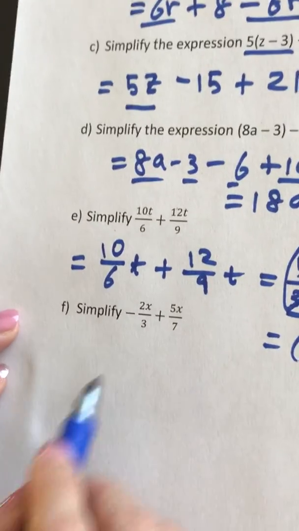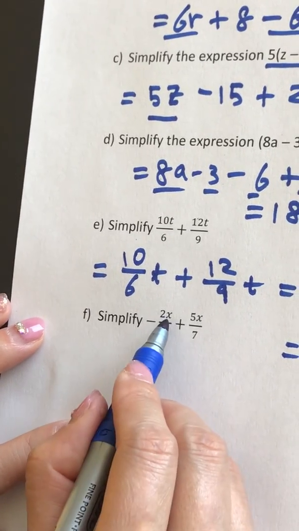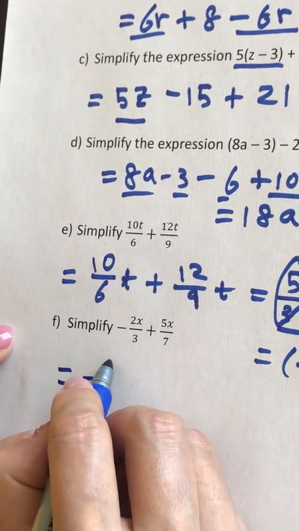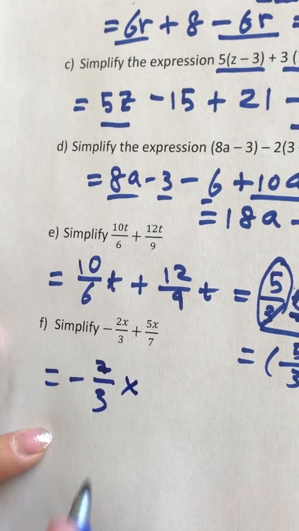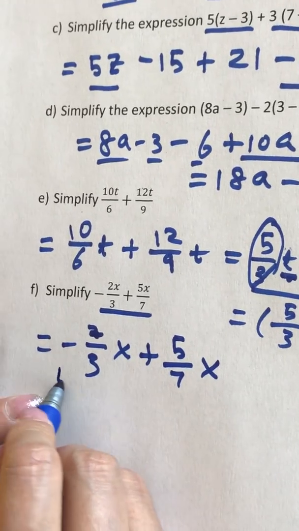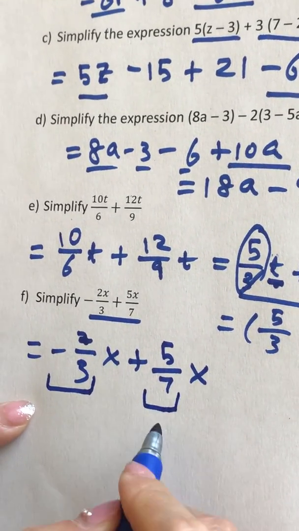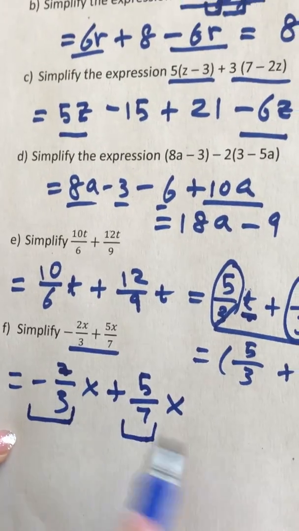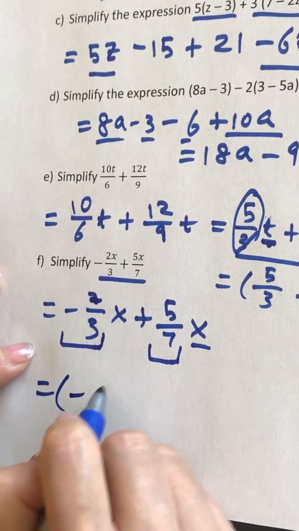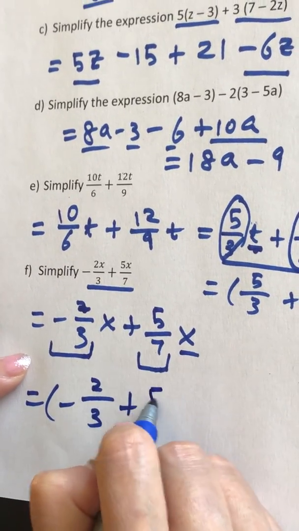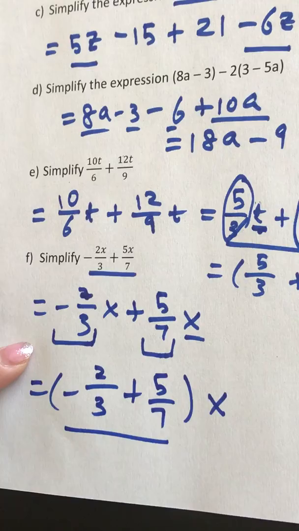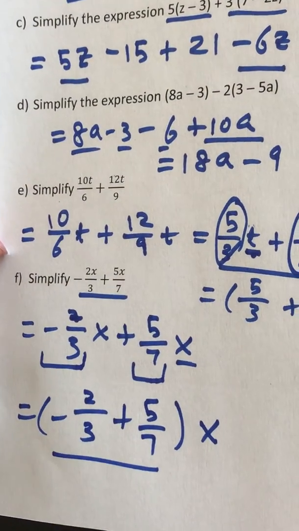Part F, simplify this expression. Again, we multiply both fractions using the same unknown variable. We first have 2/3 multiply x, rewrite this expression as this. Now we know that this first coefficient and second coefficient can be collected together, and then using a bracket multiply the unknown x. So minus 2/3 plus 5/7 multiply x. So students can figure out what this fraction gives you, and then you would get to the final answer.